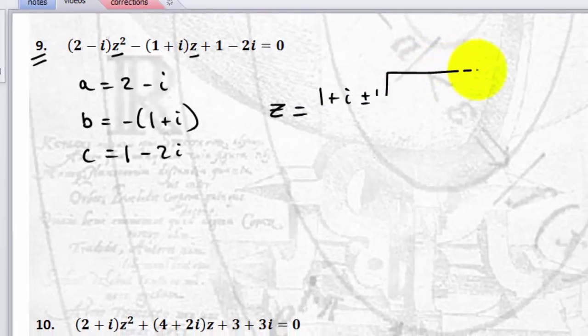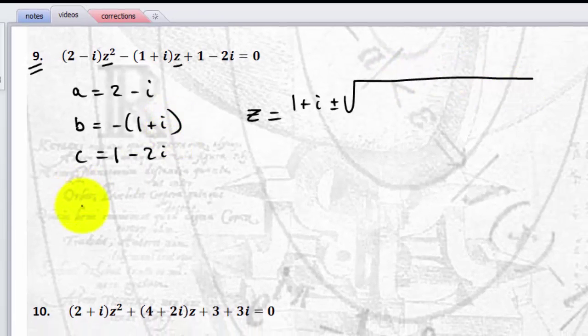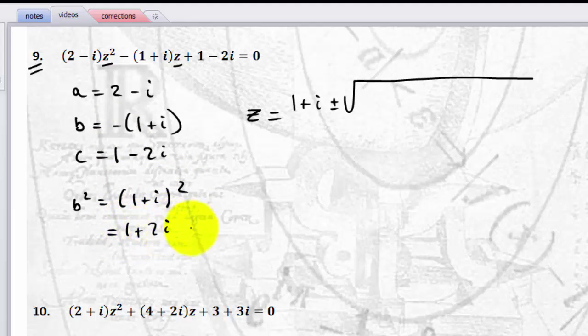What's a? a is 2 minus i. What's b? b is negative 1 plus i. And what's c? It's 1 minus 2i. Let's solve this equation using the quadratic formula. So we have z equals negative b, so 1 plus i, plus or minus the square root of b squared. I don't care about the negative sign. So it's (1 plus i) squared, which is 1 plus 2i plus i squared, minus 1. 1 minus 1, so it's just 2i.